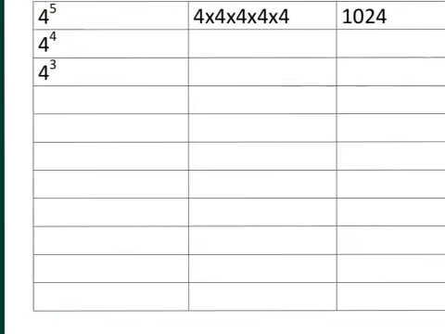And we'd like to investigate if that happens for any other numbers, or if it's just unique to 2. So we can use 4 as a base and make a similar table. So 4 to the fifth is all these 4's multiplied together. It has a value of 1024.